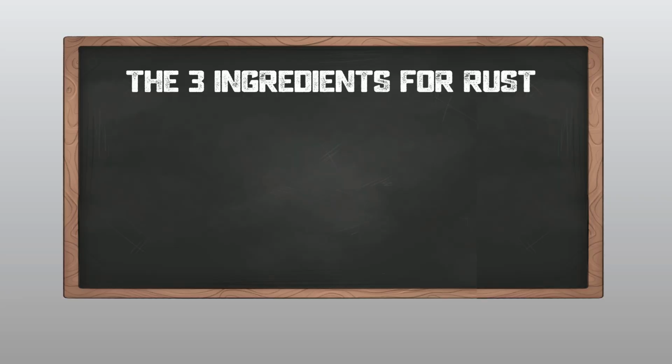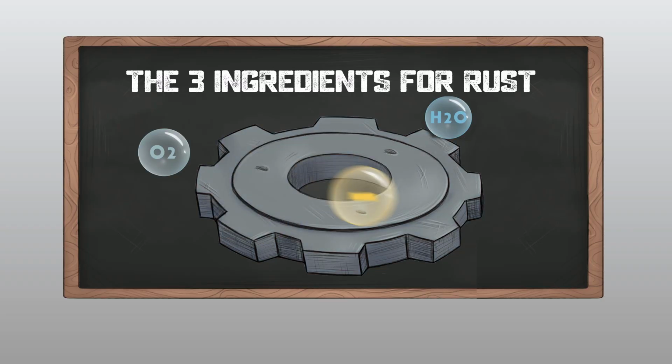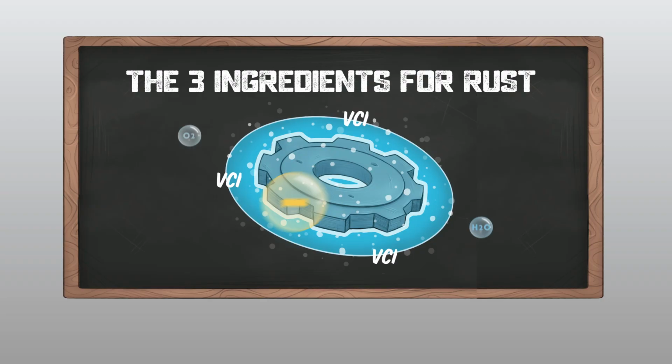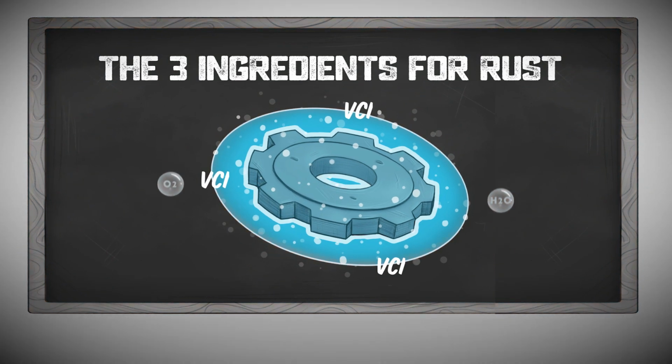So, rust happens when 3 things are present: oxygen, moisture, and a metal part. That's it. We're going to call our oxygen or moisture an electrolyte, and when that electrolyte is present on the surface of a metal part, it allows an electron to jump back and forth from high energy to low energy, from an anode to a cathode. What VCI does is stop that electron from doing what electrons do, which is awesome.